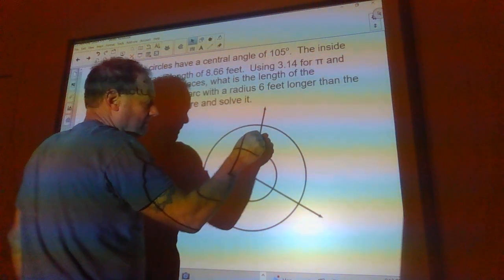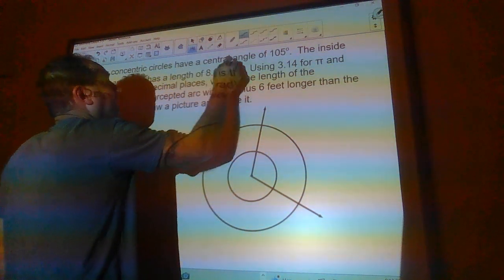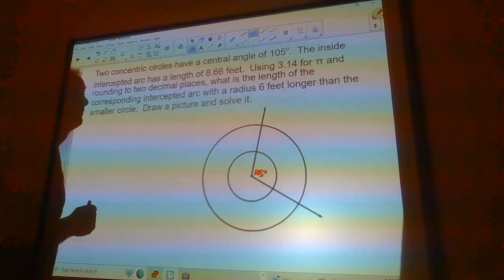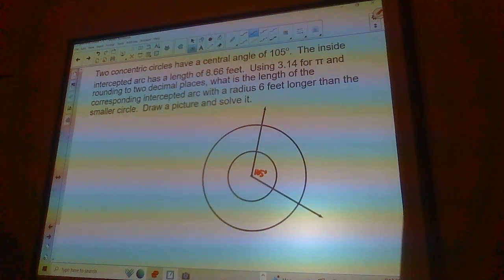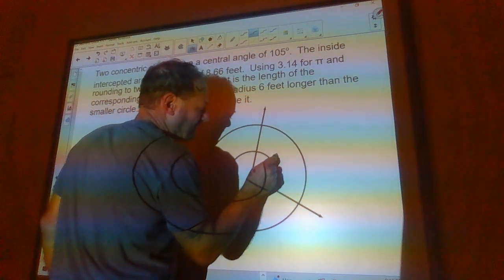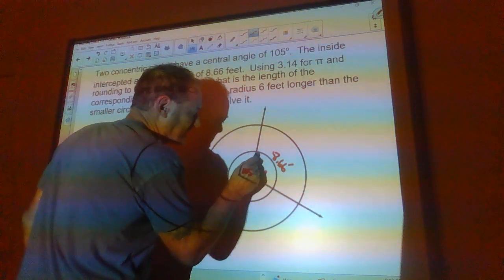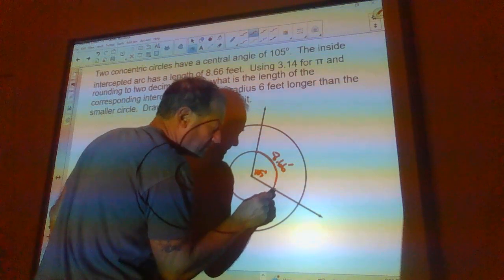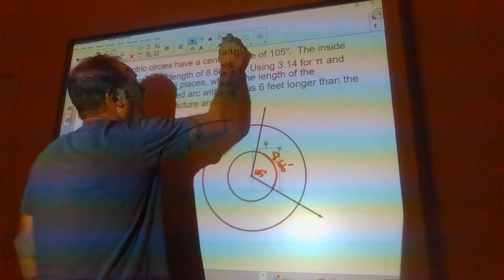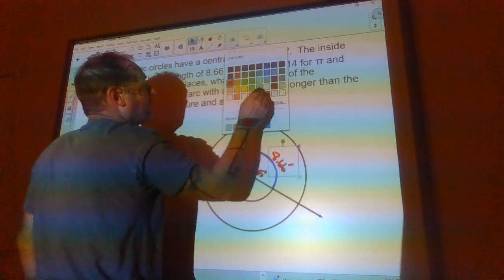So we got this nice little picture right here. We'll go ahead and put in 105 degrees right here. The inside intercepted arc has a length of 8.66 feet. So this is going to be 8.66 feet right here. That's this distance. Let's actually change this color up right here. Let's make that blue. We'll match that up blue.